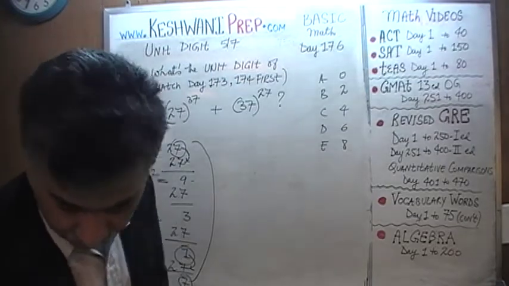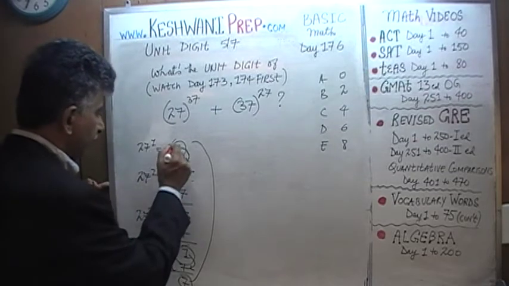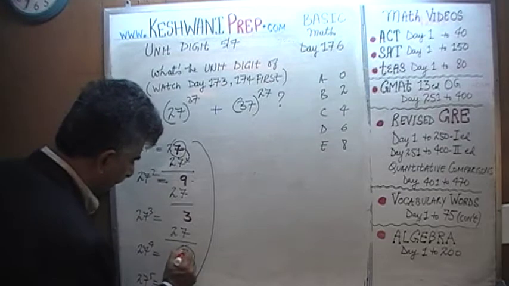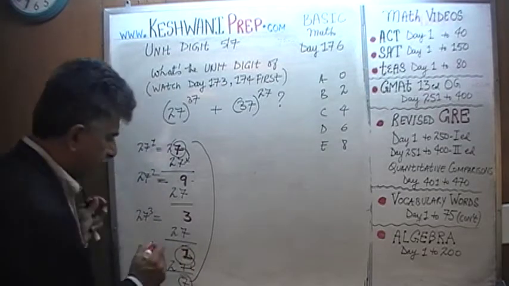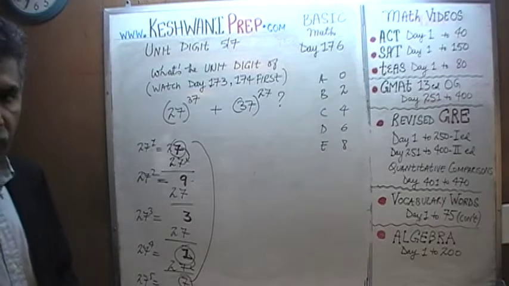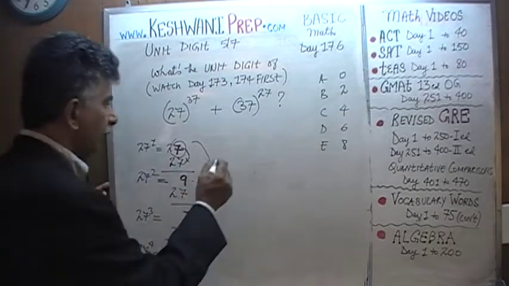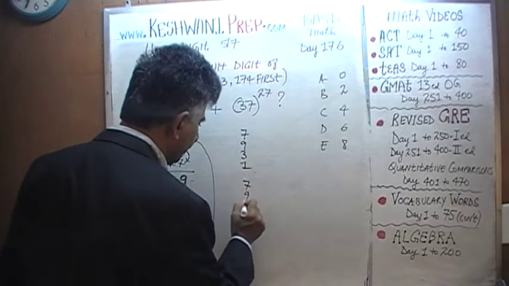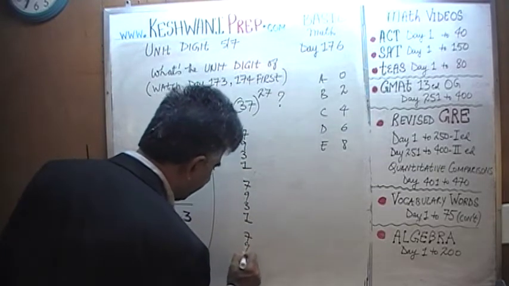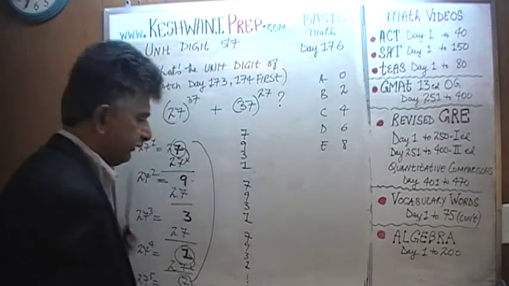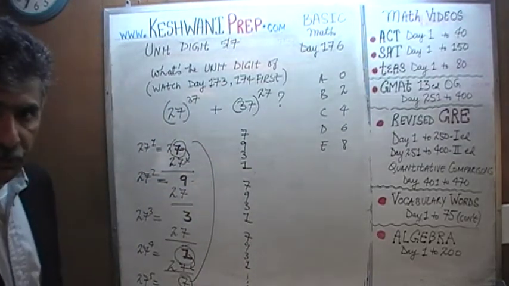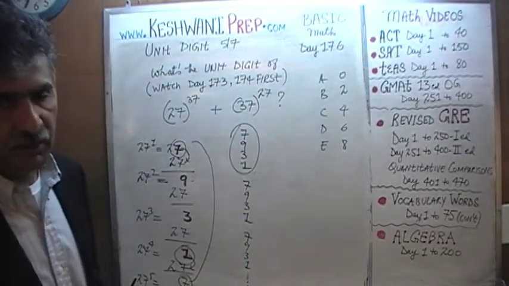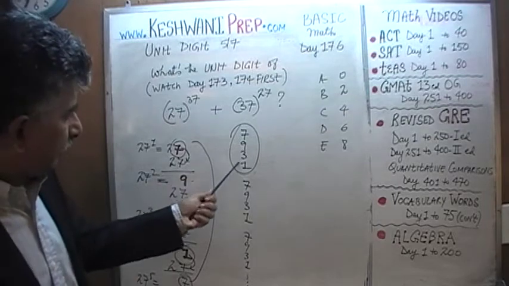The pattern is very straightforward, very simple. The pattern is 7, 9, 3, 1, 7, 9, 3, 1, forever and ever, as we said. As we can clearly see, each cycle has 4 beats. Each cycle has 4 parts to it.